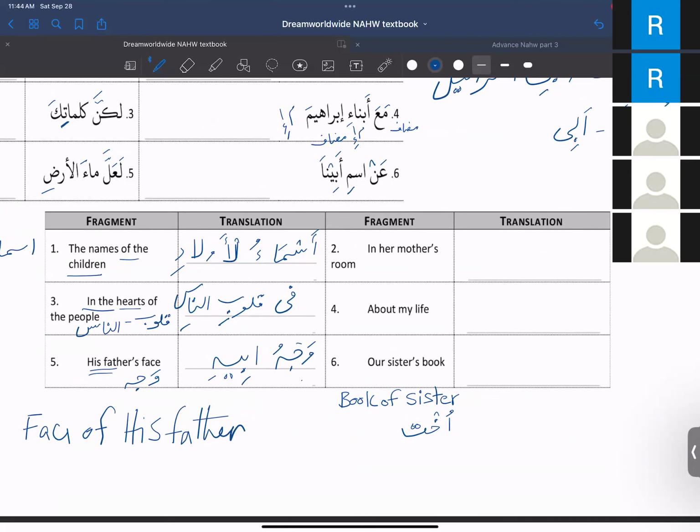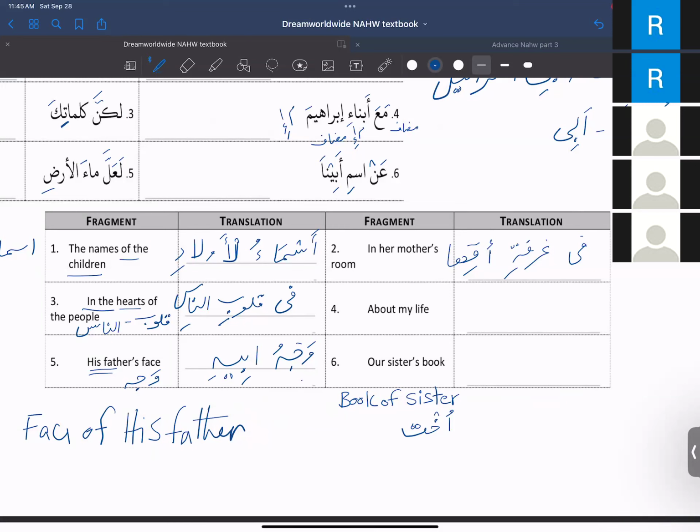Okay, now, in her mother's room. So first of all, mother's room. Again, idafa fragment. So who is after of? Mother. Room of mother, right? So mother is going to be the last one, ummi. And now, ummiha. Fi gurfati ummiha. So her mother, ummiha. Fi gurfati ummiha.